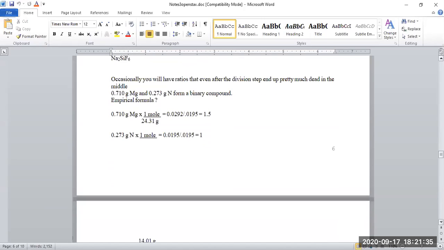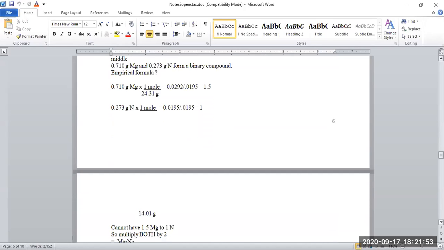And I picked on magnesium and nitrogen. Starts the same way. Take your 0.710 of magnesium, divide by its atomic mass, you get 0.292. Do the same sort of thing with your nitrogen there. 0.273, divide by the 14 that was on the periodic table, you get 0.0195. Divide by the smaller one. But now's where it gets to be the messy part. Because when you divided the top one there, I got 1.5.